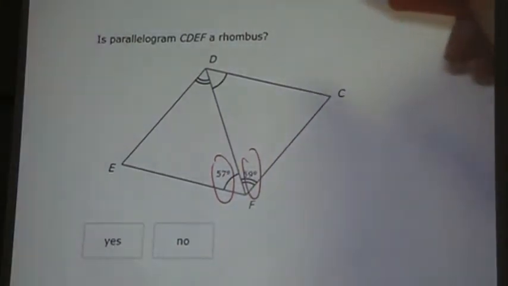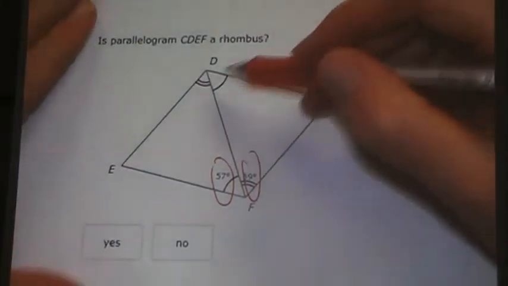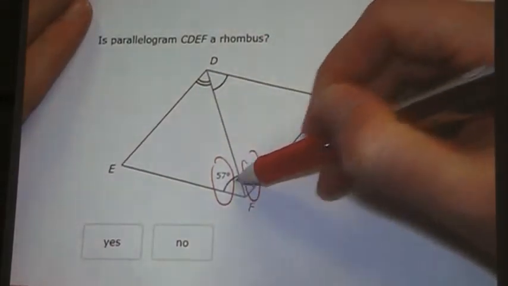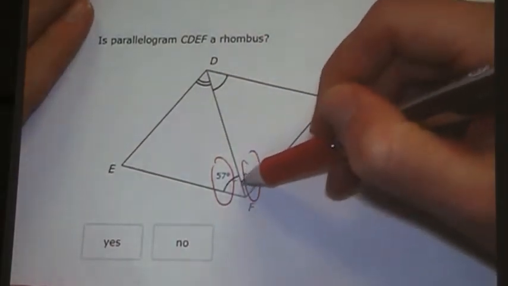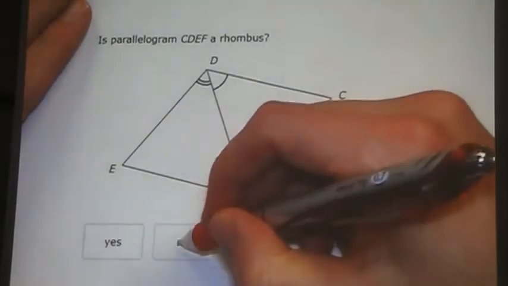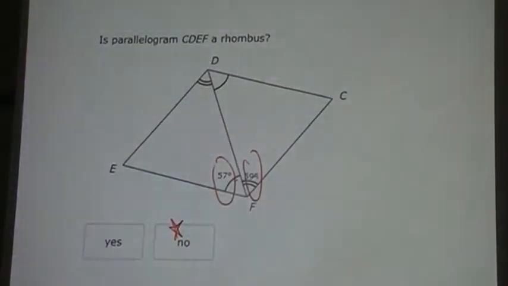That's a problem. If we look at our notes, we're going to remember, oh, diagonals of a rhombus bisect the angles. So this is clearly not bisected, so the answer is no. That is not a rhombus.